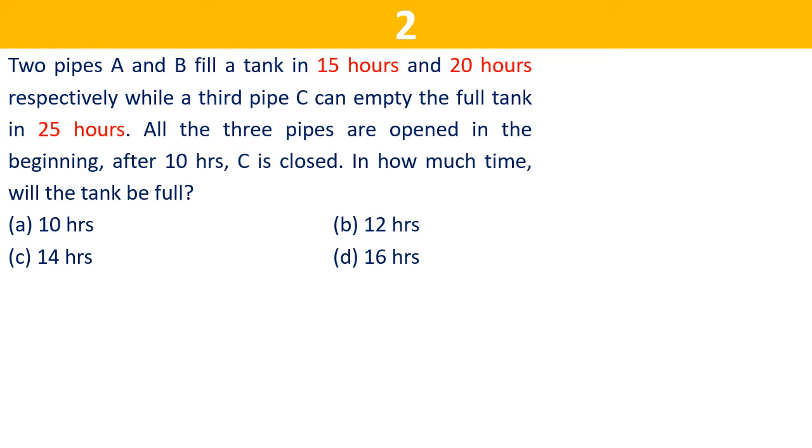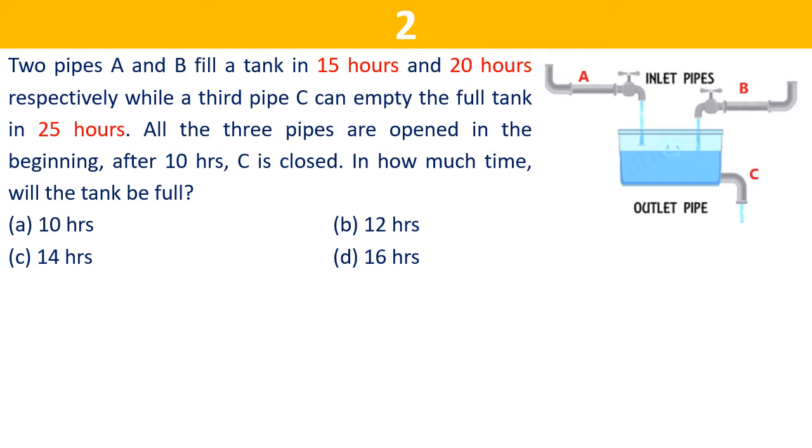Problem number 2. Two pipes A and B fill a tank in 15 hours and 20 hours respectively, while the third pipe C can empty the full tank in 25 hours. All the three pipes are open in the beginning. After 10 hours, C is closed. In how much time will the tank be full? So in this figure we can see there are two inlet pipes or filling pipes and one outlet pipe.